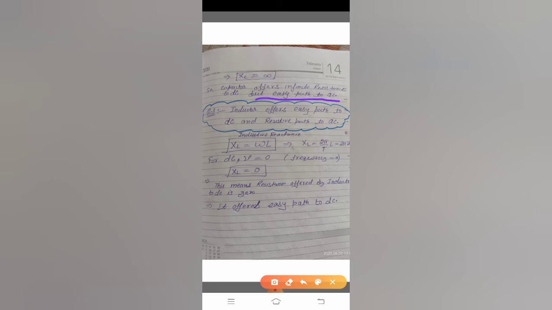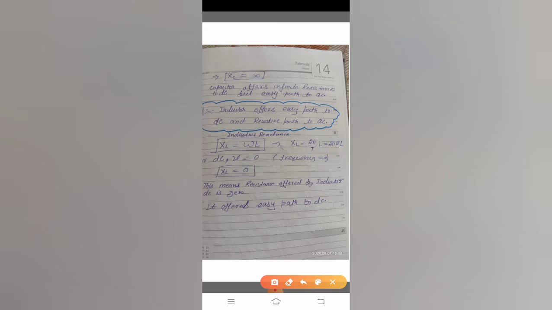Similarly, the second question is: inductor offers easy path to DC and resistive path to AC. Why? Once again, we have to write it from AC through inductor. XC is equal to 1 upon C omega, but XL is equal to omega L. Omega is equal to 2 pi upon T, so XL is 2 pi nu L. For DC, nu is equal to 0. That means XL is equal to 0.